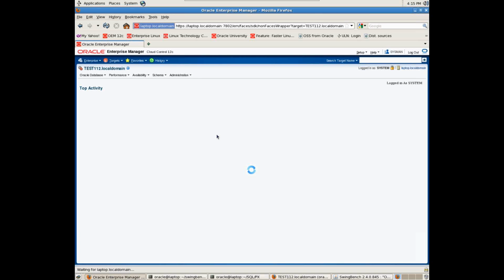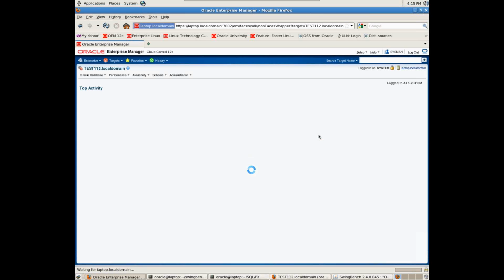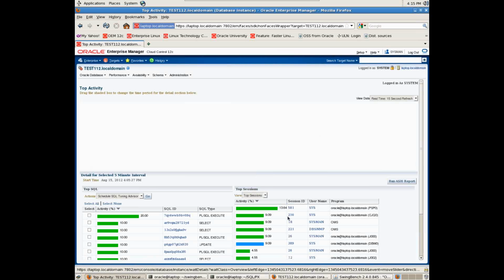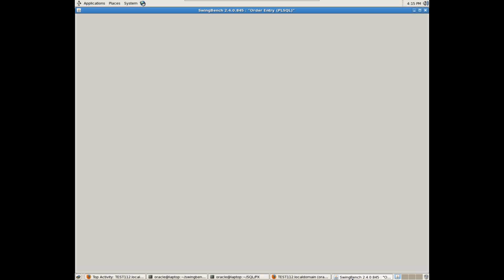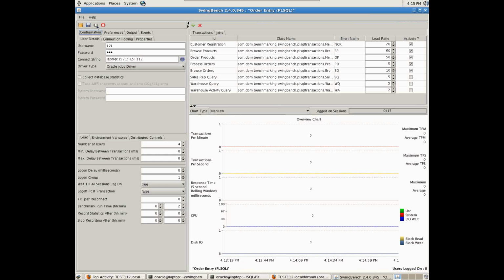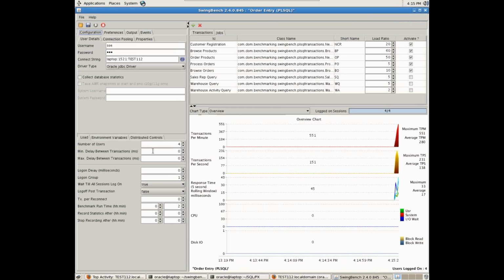In fact, even if I go over to a more recent period, there's stuff here which looks really interesting, which I should really dig into and investigate, right? Because I've got a bunch of sessions and a bunch of SQL statements, and I should really go and try to analyze them. So what I'm going to do is kick off a quick benchmark using SwingBench as I did before. This is going to be a 4-user benchmark, which I'm just going to run for a couple of minutes. Okay, so we've got 4 users here, there's no think time.